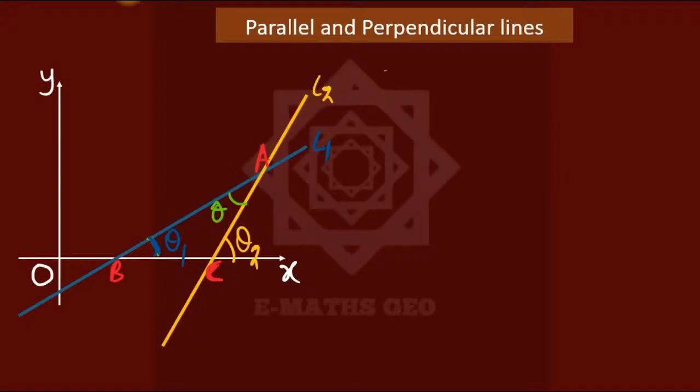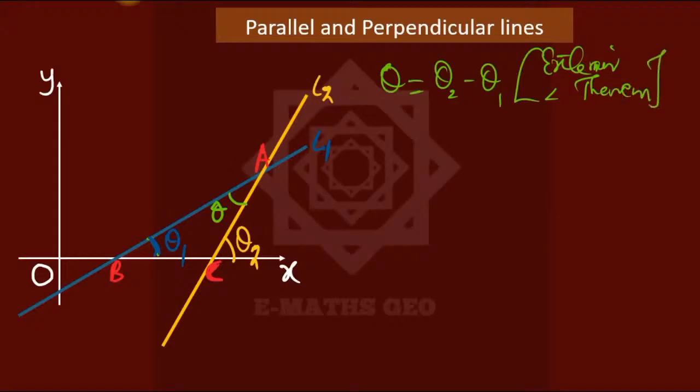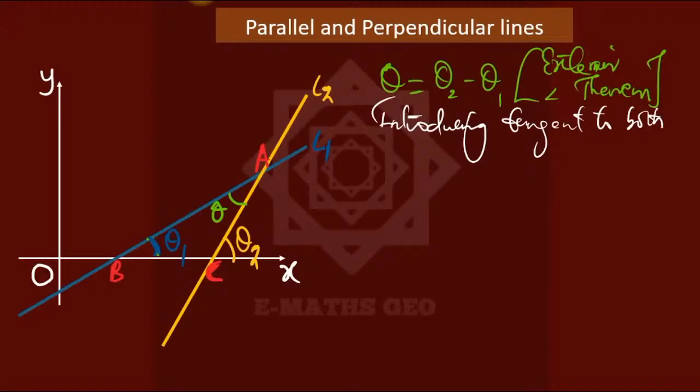From our basic geometry, theta is always theta 2 minus theta 1. If you remember the exterior angle theorem, if you add the remote interior angles, it gives you the exterior angle. So let's introduce tan to both sides. By doing that, we see that tan theta will always be tan of theta 2 minus theta 1.